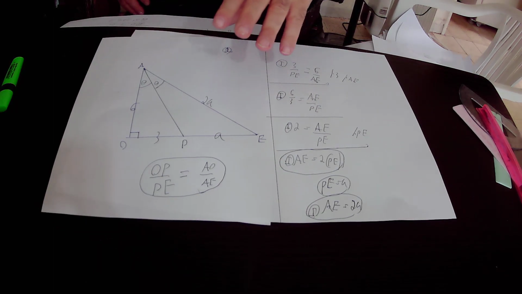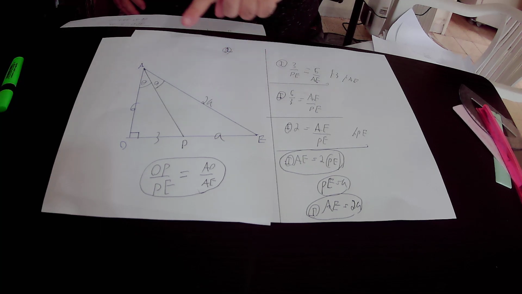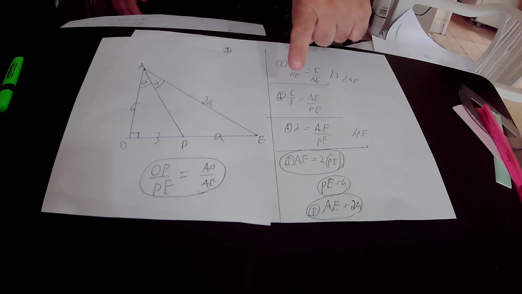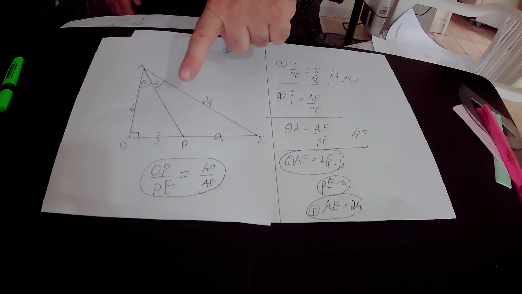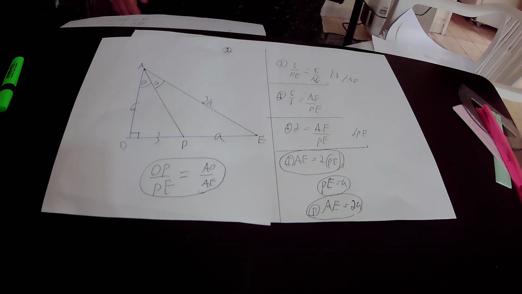Here in the right triangle AOE, AP is the angle bisector. Why? Because it divides angle OAE into two halves. Each half equals theta. So according to the angle bisector theorem, the angle bisector AP divides side OE into two parts, OP and PE. And the ratio between those two parts is OP over PE. And that ratio equals the ratio between the angle's legs.